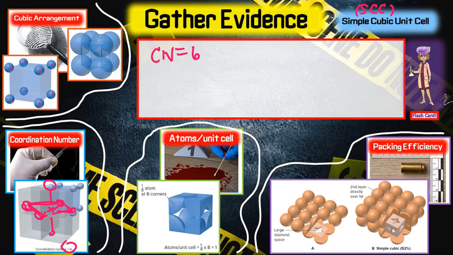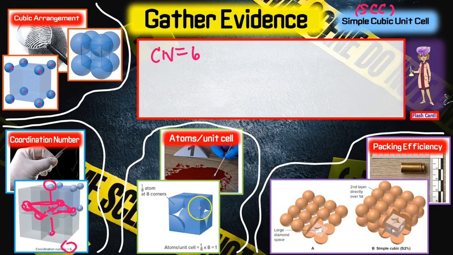So far, we have the cubic arrangement, and we know we have a coordination number that equals 6. The third piece of evidence is the number of atoms per unit cell. So for particles of the same size, the higher the coordination number, the greater the number of particles in a given volume. And since we know that one unit cell touches another with no gaps, a particle at a corner is shared by adjacent cells. So we see they're sharing here, and the corners are going to be sharing here.